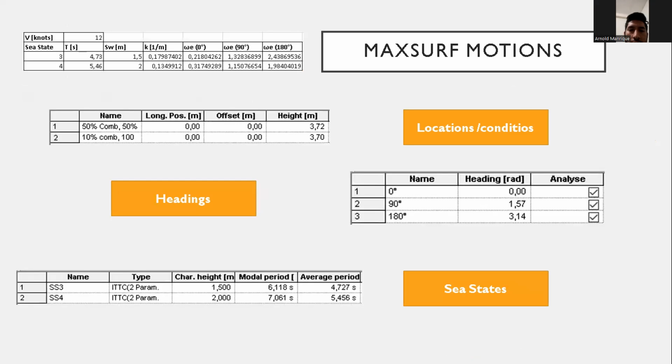So this is the result of the MaxSurf motion. I cannot see anything. Would you please check that? I cannot see your results. Really? I see the results, the location, heading, and sea state. Okay, describe them then. At least describe them because I don't want to waste any more time. Go on.